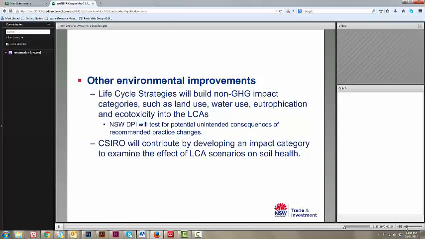All residue is assumed to decompose between harvest and the sowing of the next crop, and any nitrogen or any carbon that is associated with that residue is assumed to be emitted into the atmosphere or cycled through the soil by sowing of the following crop. So if that answers your question, David, just put your hand up for me. Okay, excellent, thank you.